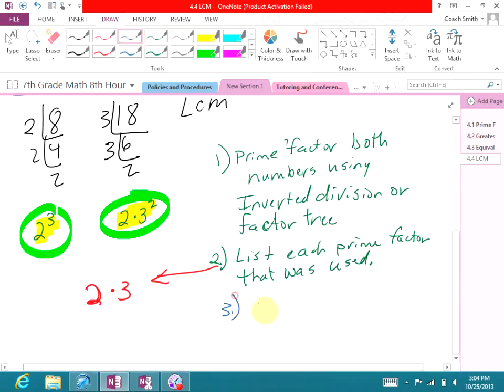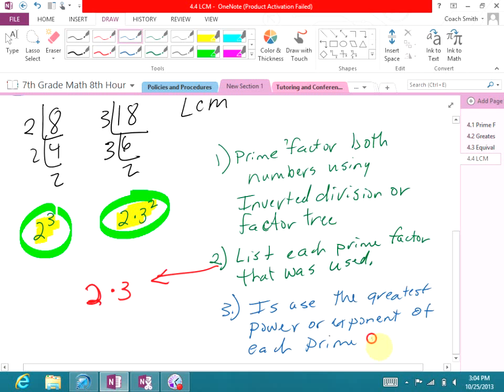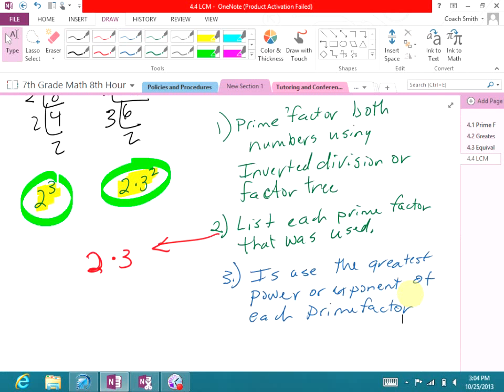Step 3 is use the greatest power or exponent of each prime factor. Okay, so we have the 2 times 3. I have 2 to the third power, 2 to the first power, which is greater, 2 to the third or 2 to the first? 2 to the third. So I use 2 to the third. I have 3 to the second power, but no 3. So which is higher, 3 to the second power or no 3? 3 to the second would be higher. So I would use 3 to the second.